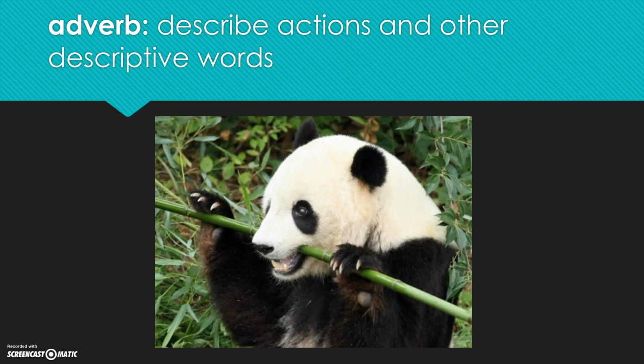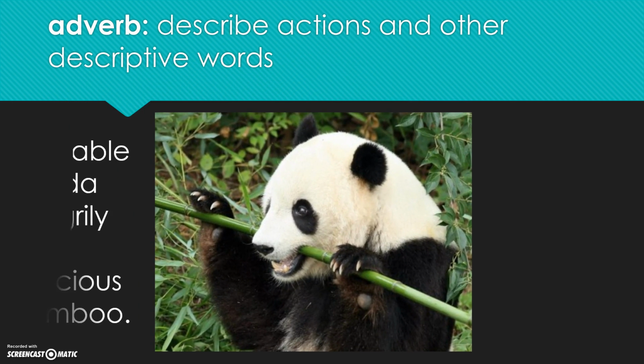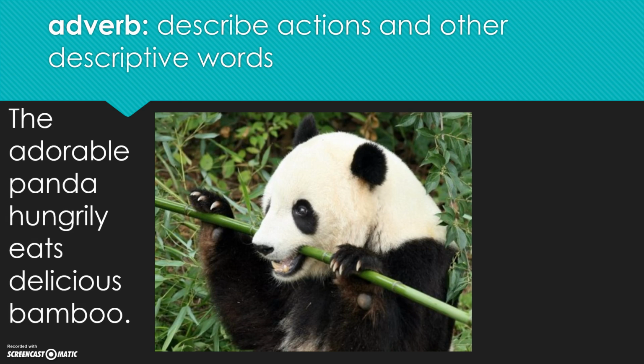So here comes our bouncing panda one more time. And our sentence now becomes, the adorable panda hungrily eats delicious bamboo. And the adverb in this sentence would be hungrily. In this case, this is describing the verb of eats. And it is telling us how the panda is eating. That's one of the ways that adverbs work. They tell us how something is happening.